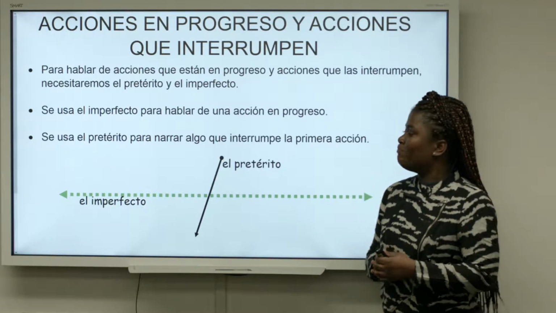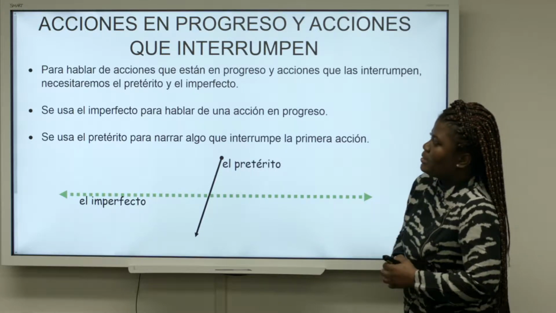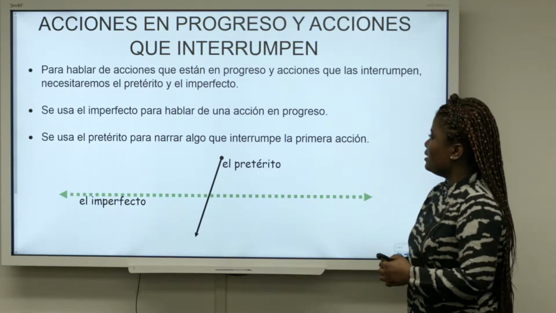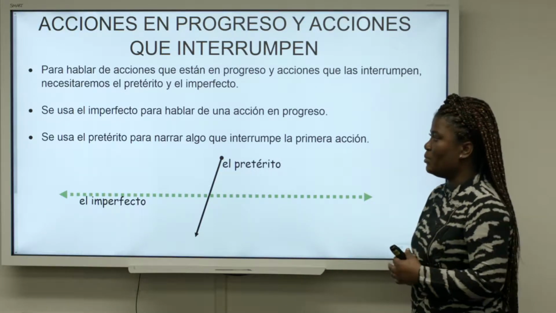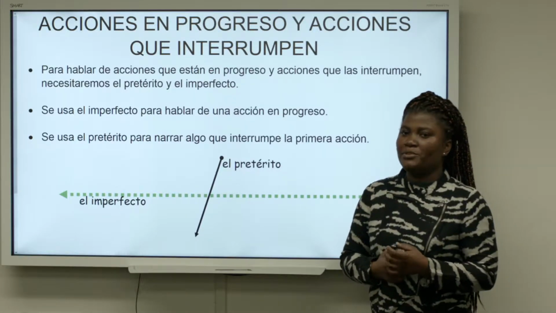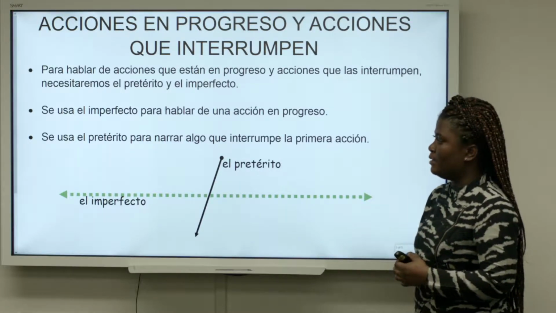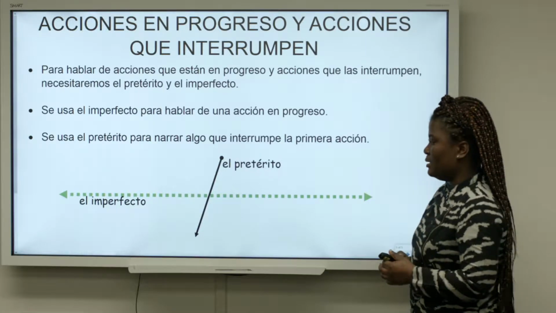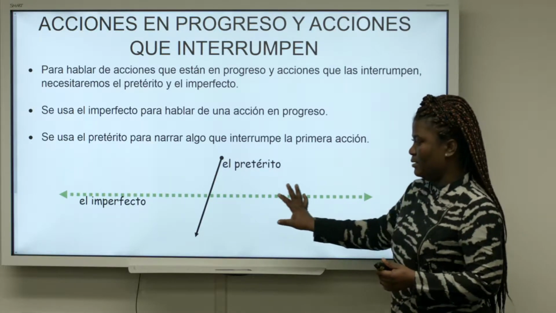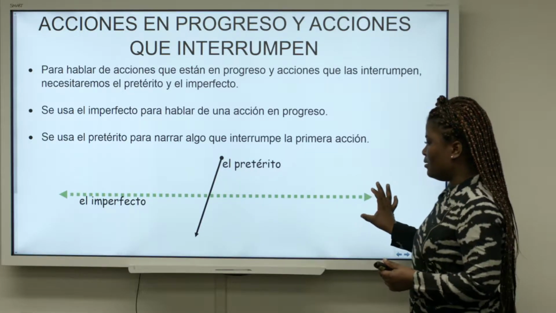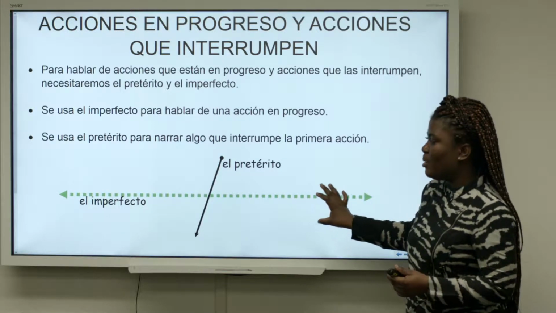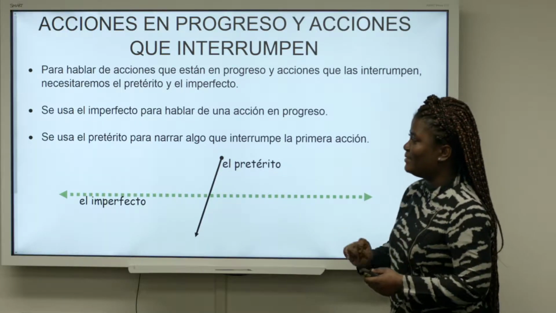Okay, let's get started. When we want to talk about actions that are in progress and actions that interrupt these actions, we would have to use the preterite and the imperfect tenses. How we use them is highlighted in this small diagram with 2 lines.